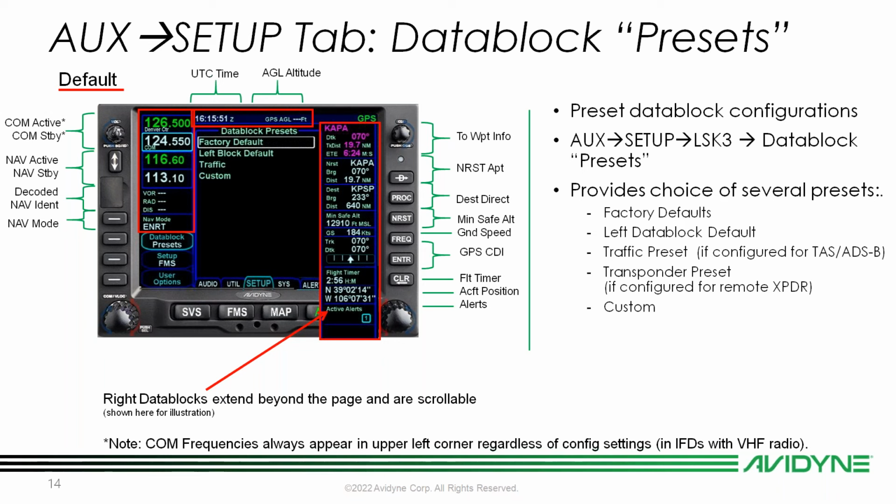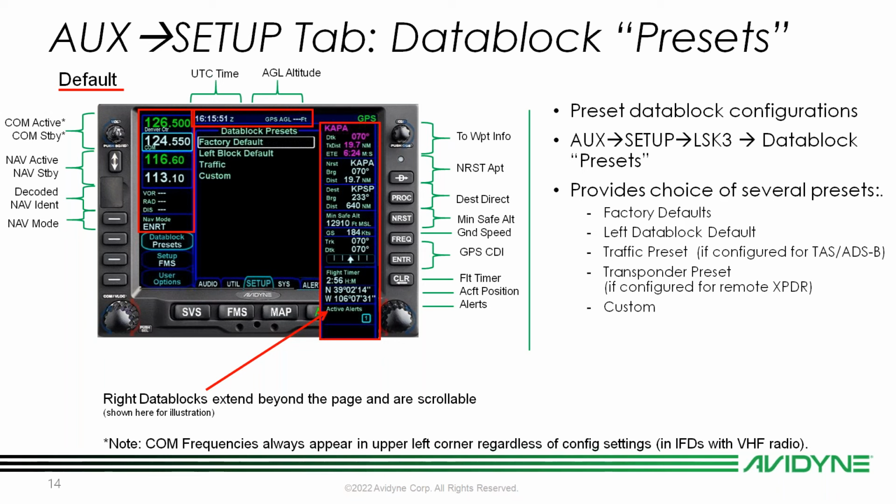All of these are customizable, and then the right side has this list of defaults. You have a two-way point, nearest airport, your best direct airport, MSA, ground speed, GPS CDI, as well as a flight timer, aircraft position, and alerts. And like I said, those right data blocks, they do extend beyond the page, and you can scroll up and down with the touchscreen on that right side data block.